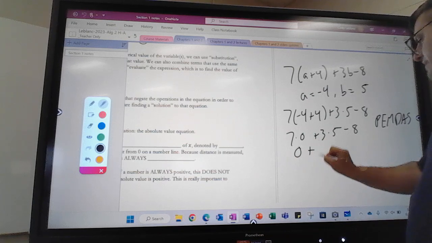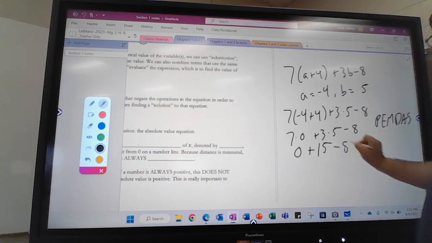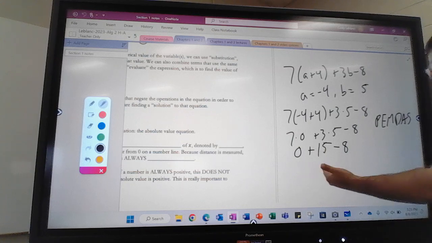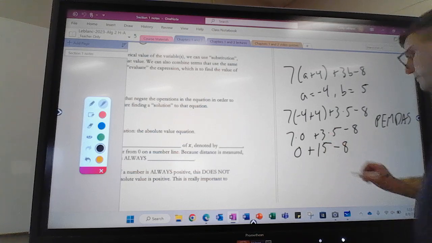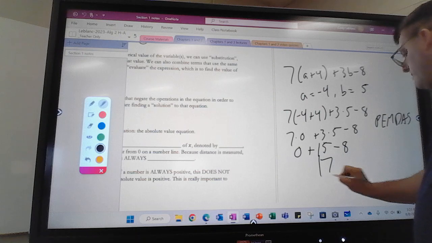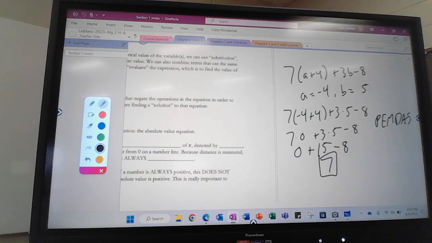3 times 5 is 15, and then minus 8. And then, of course, 0 plus 15 is 15. 15 minus 8 is 7. That's the value of that expression.